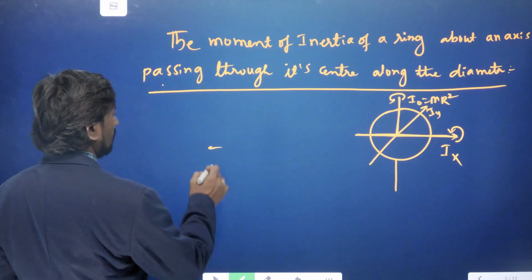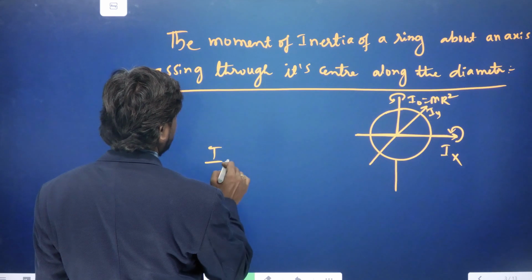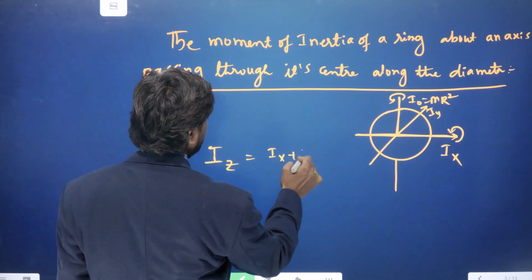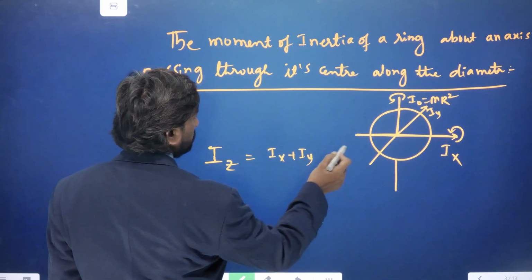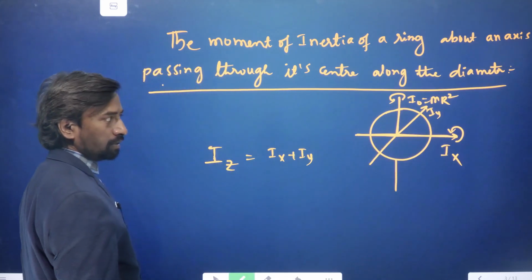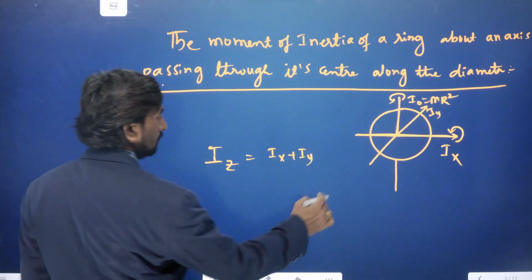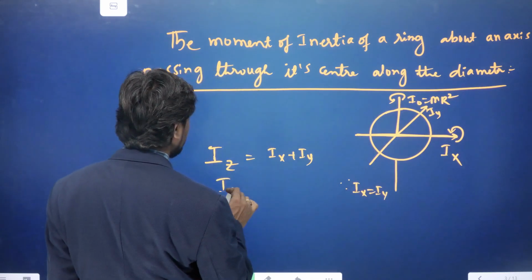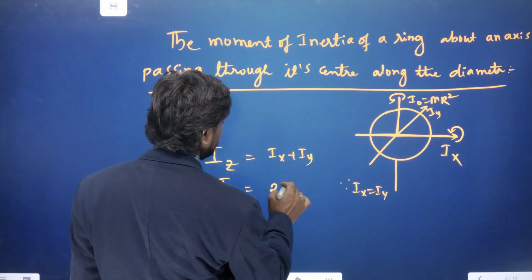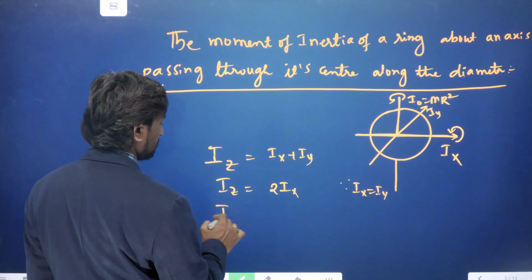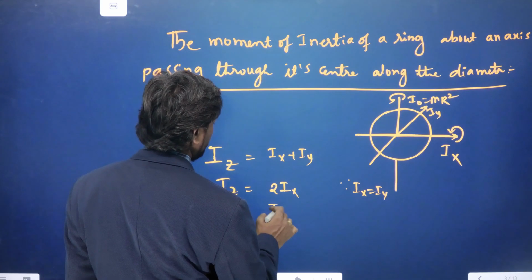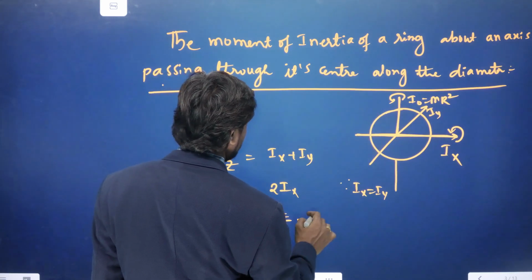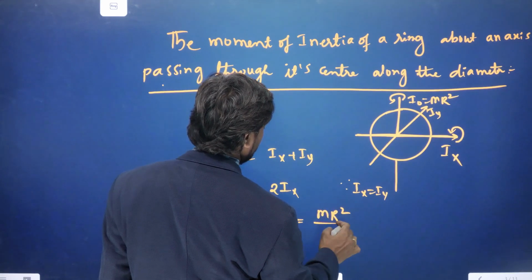According to the perpendicular axis theorem, the moment of inertia about the z axis can be written as the moment of inertia about the x axis plus the moment of inertia about the y axis. These two will be the same, since they are diameters. So from Ix equals Iy, Iz is equal to 2 times Ix. Then Ix is equal to Iz by 2, that is mr square by 2.